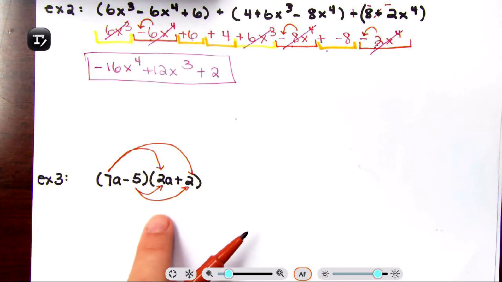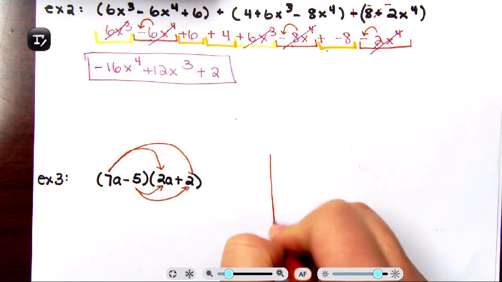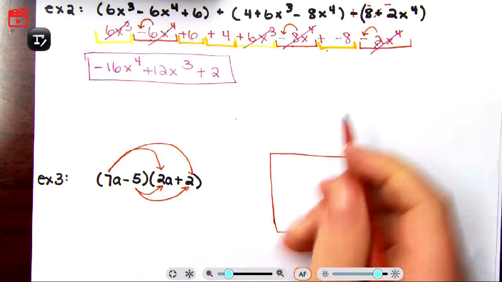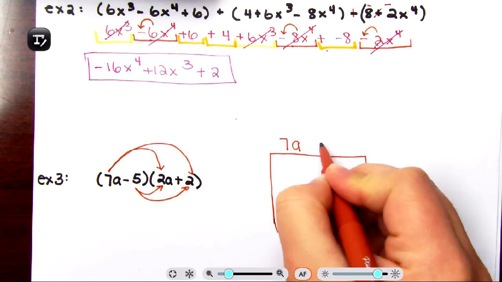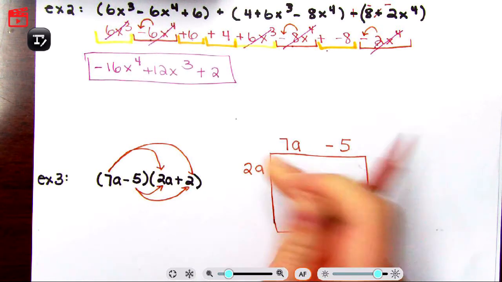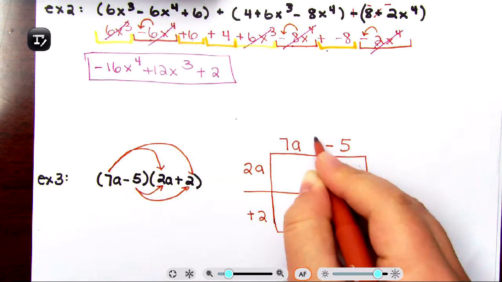You can do it that way, that's fine. However, we will be doing more multiplication with a lot more terms on the inside. So what I recommend is the box method. Now you're going to draw a box, and on top you're going to write your first bubble, and you're going to separate the terms. And on the outside, you're going to write the second bubble and separate the terms.